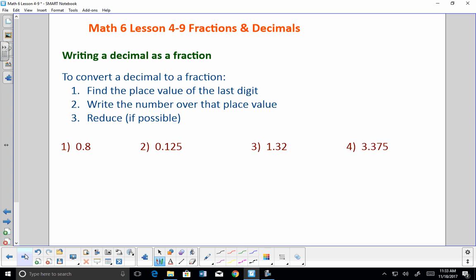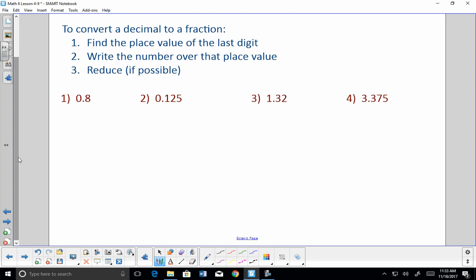So, to convert a decimal to a fraction, you find the place value of the very last digit. You write that number over the place value and reduce if possible. For example, in the decimal 0.8, I look at this place value right here. The 8 is in the tenths position. So I literally write it as 8/10ths. And then I reduce this. I know that 8 is divisible by 2, and 10 is divisible by 2, and it reduces down to 4/5. So 4/5 is the fractional equivalent of 0.8.